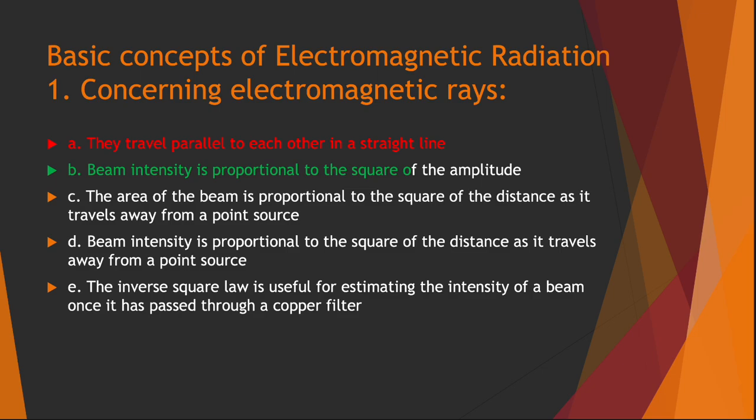The beam intensity is proportional to the square of the amplitude. It is true. It is something which you have to just remember, that the beam intensity is proportional to the square of the amplitude of the electromagnetic ray.